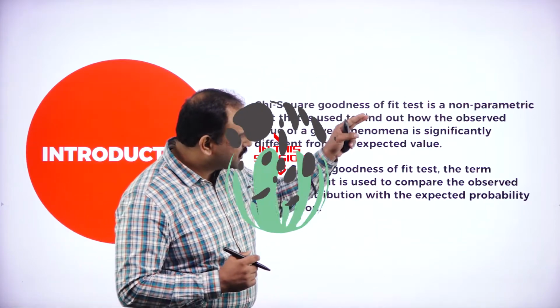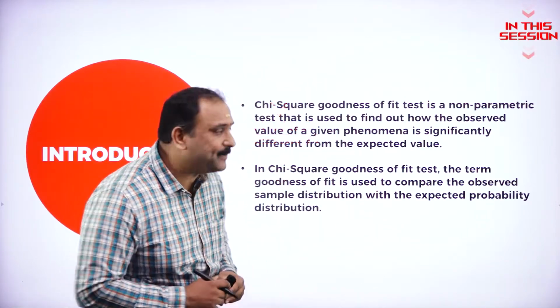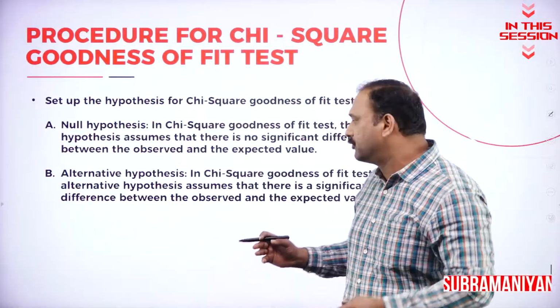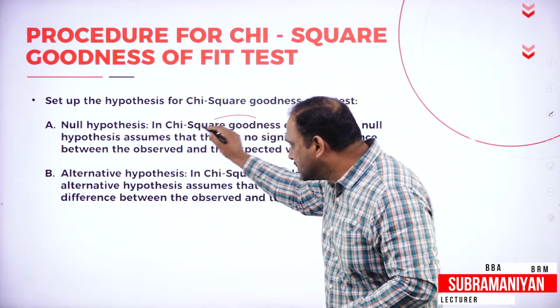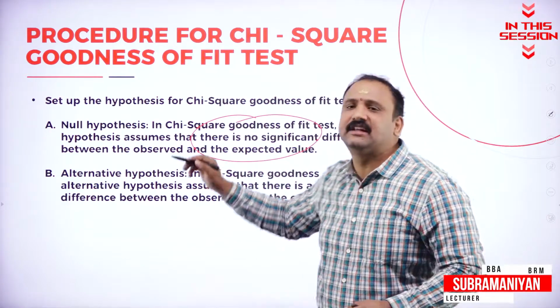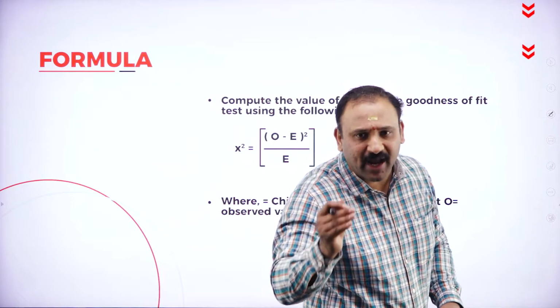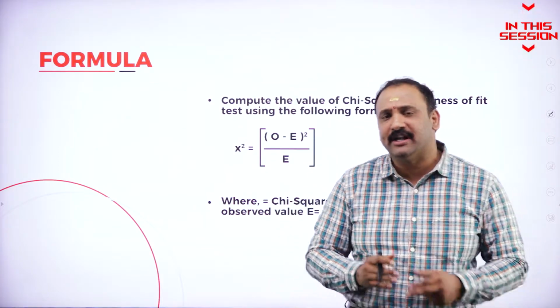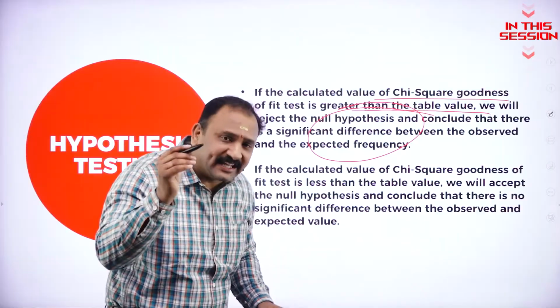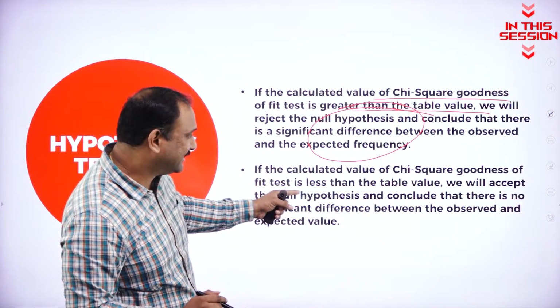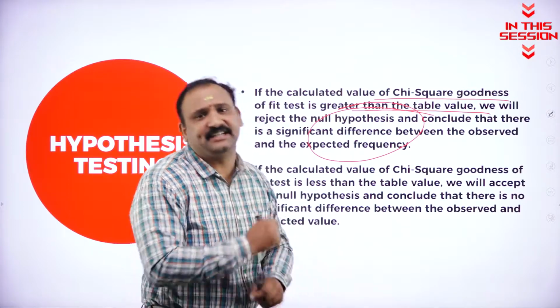Chi-square test or the goodness of fit test is a non-parametric test that is used to find out the fitness of good test. The null hypothesis assumes that there is no significant difference. So normally when the rally drivers practice for the race on an empty track, if the calculated value of the chi-square goodness of fit test is less than the table value.